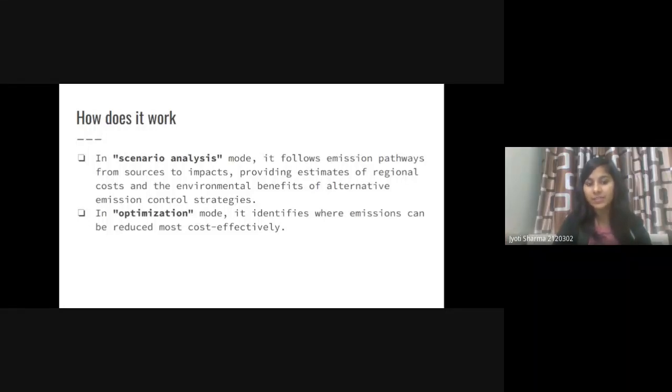The second is optimization mode. This will identify where emission can be reduced most cost-effectively. In this mode you don't have the option of choosing what type of strategies you have in the future, but you tell it how much cost you want to spend, and based on that it will give you the emission.